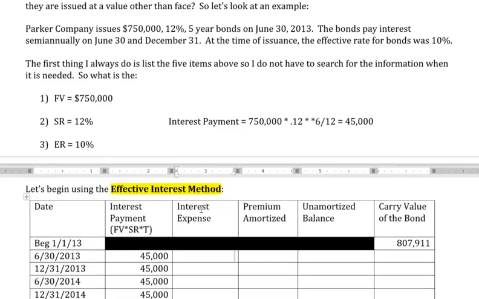Now, interest expense. There's two methods. Under the effective interest method, we've already talked about this a little bit, but let's review. We take the carry value of the bond, multiply that by the effective rate, the market rate of the bond at the time of issuance, and then multiply that again by the time period.